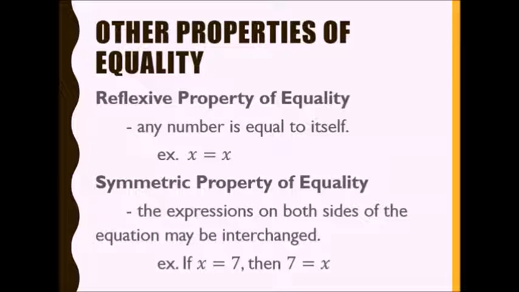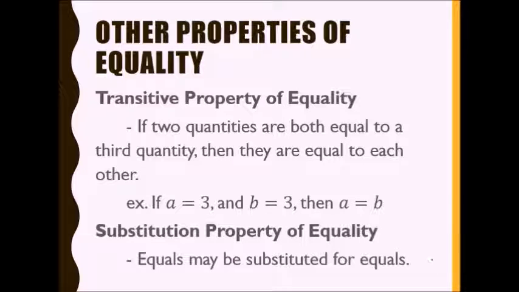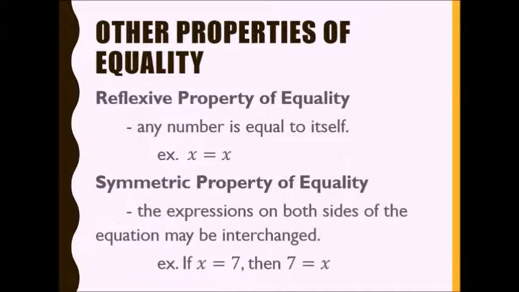So, for the other properties of equality, we have 4. Okay? So, substitution property we've already discussed earlier. So, let us proceed with the reflexive property of equality. Our reflexive property of equality states that any number is equal to itself. So, for example, 100 equals 100, x equals x.